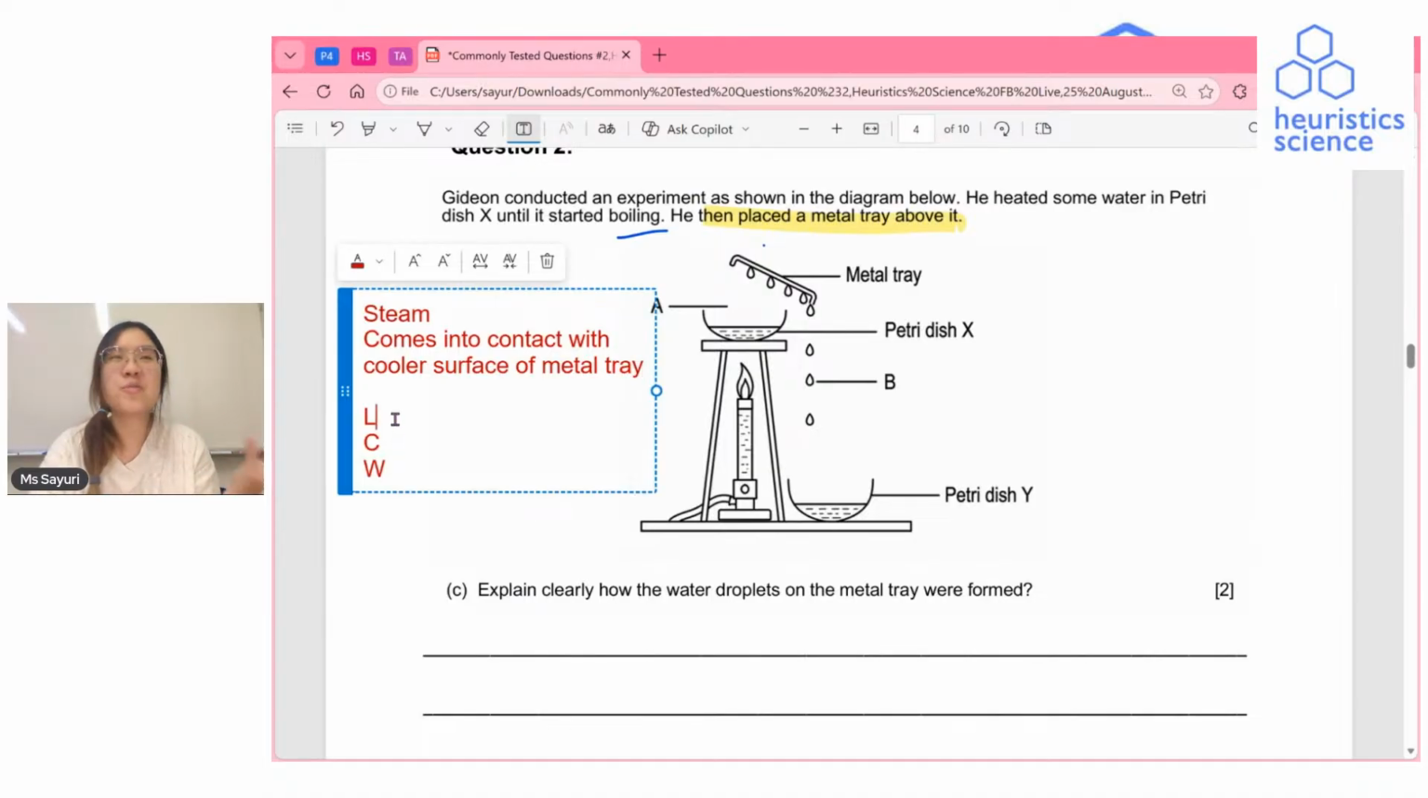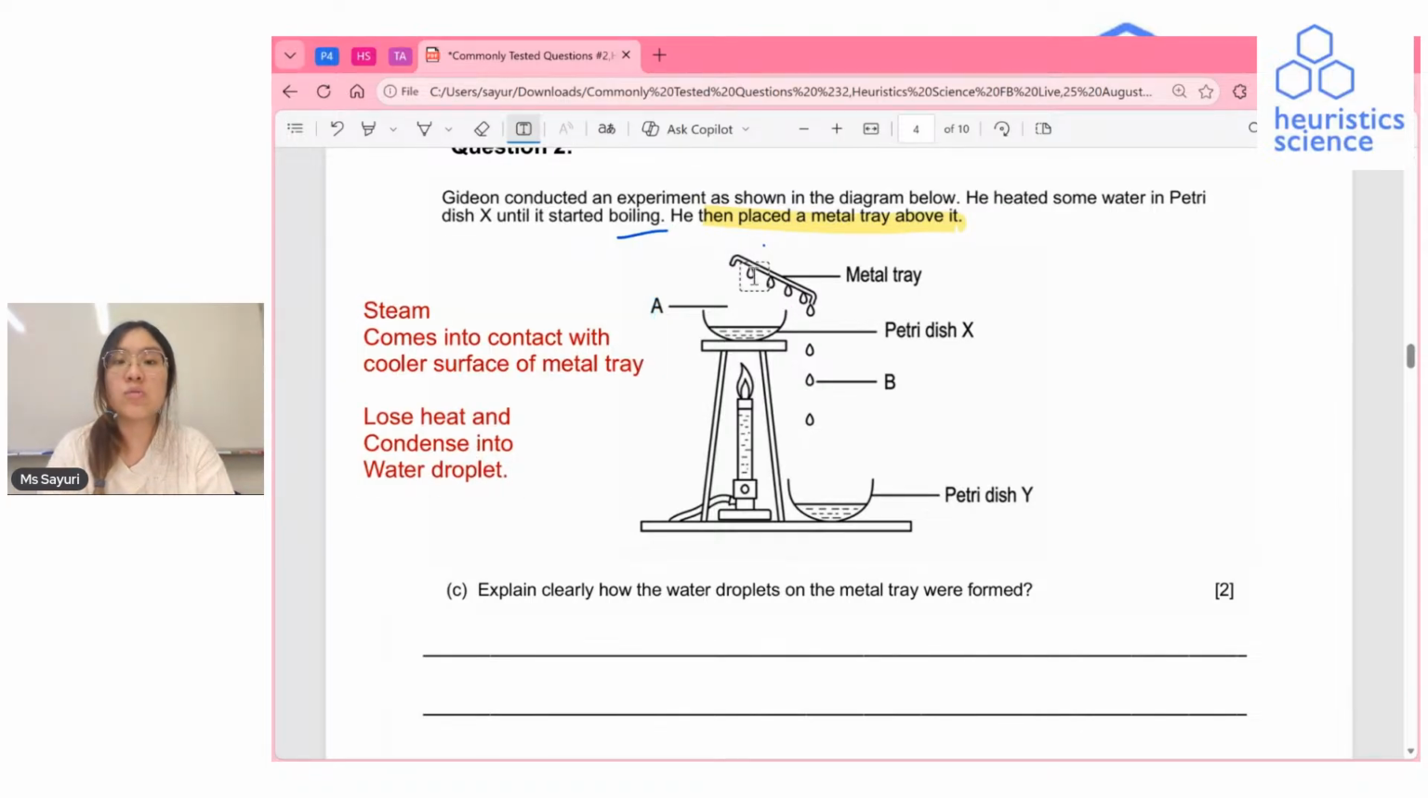The love is very important. If not, it's just stray cat chicken wing, it doesn't make sense. Love is lose heat, comma, condense. Usually I say lose heat and condense into water droplets. Now, if it's misty, then you just write tiny water droplets, but that's not it. You can see water droplets here. So that's it. This is 2 marks, just like that. If not, you could also say warmer water vapor comes into contact with cooler surface of metal tray, but because it's boiling, you have to change it to steam.